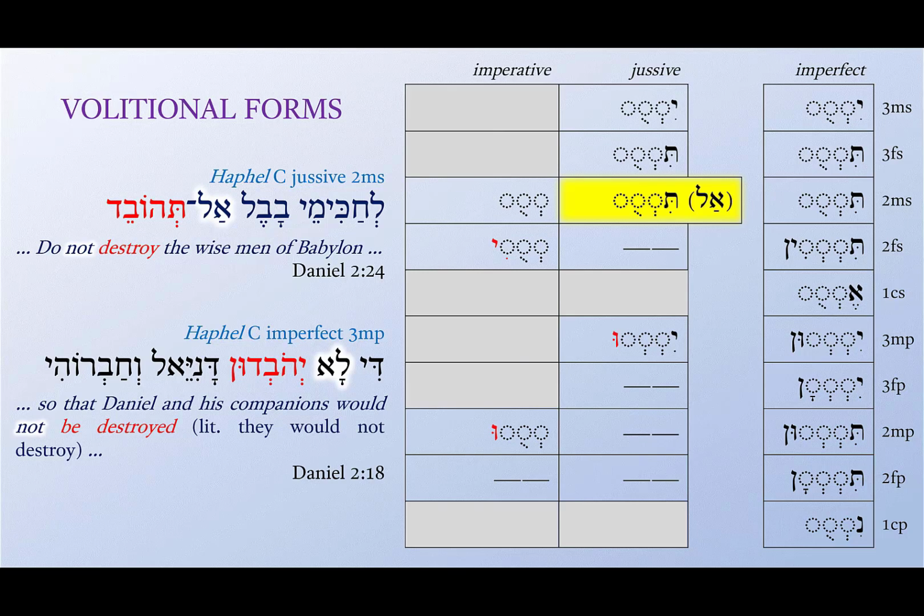The negative particle that jussives use is al, as we see on the top in Daniel 2:24. So going to the bottom: so that Daniel and his companions would not be destroyed. Literally, they would not destroy. I say literally because this looks like one of the situations where there's this unstated, who is this? They, right? That it's expressing a passive voice-like idea. But what I'm trying to highlight here is that use of la before an imperfect and the al before the jussive.